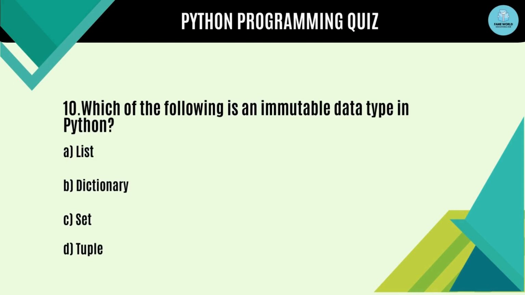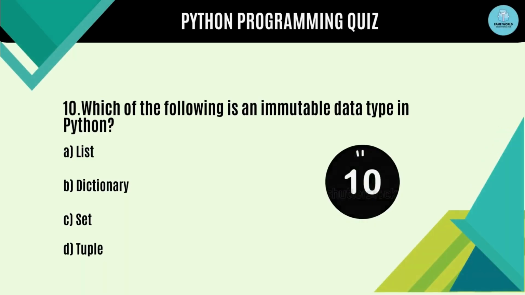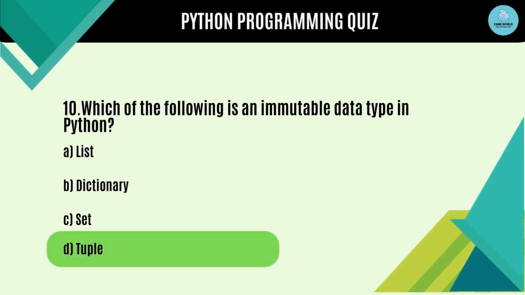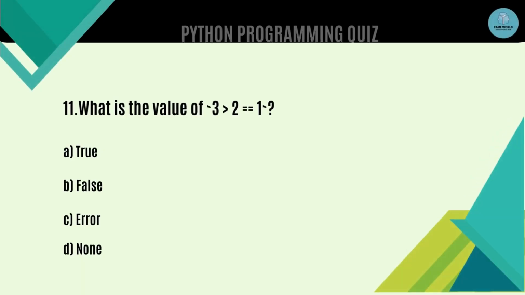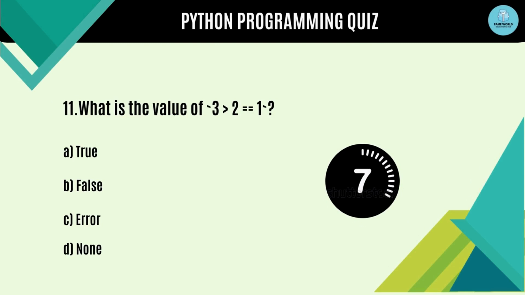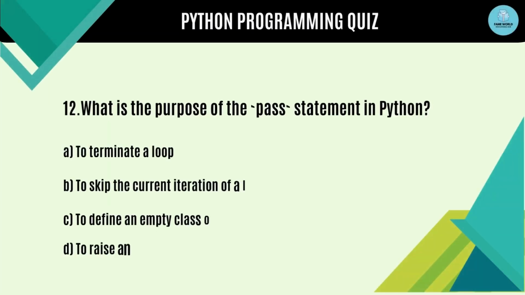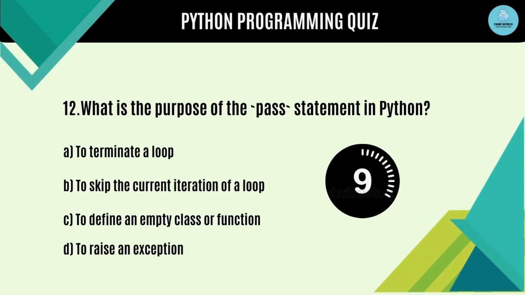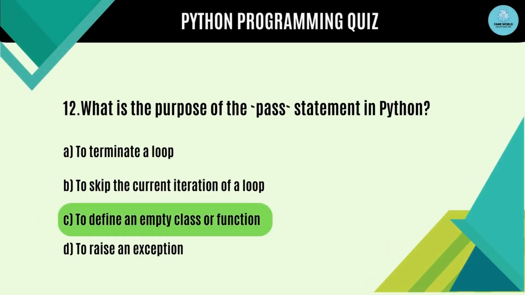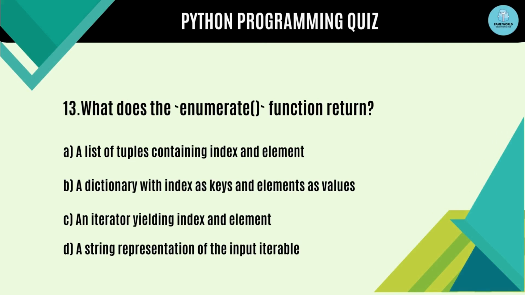Which of the following is an immutable data type in Python? What is the value of... What is the purpose of the pass statement in Python? What does the enumerate function return?